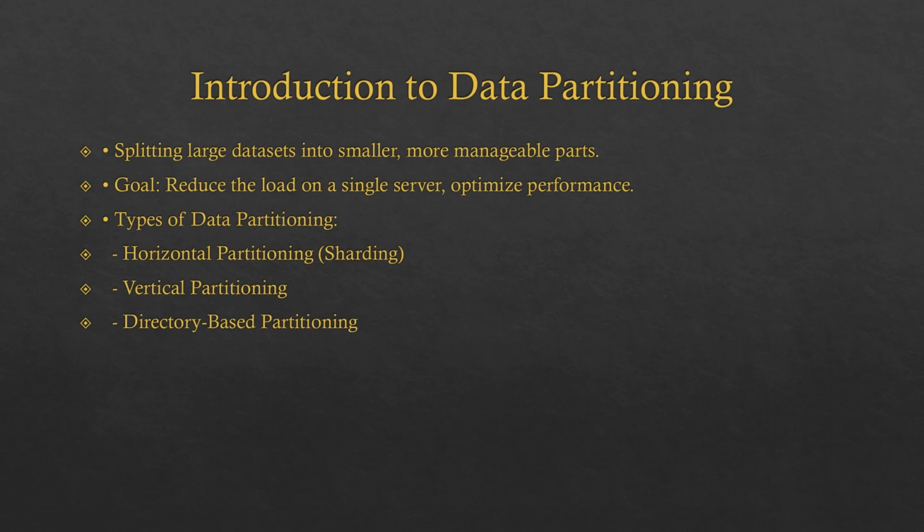Data partitioning is the process of splitting large datasets into smaller, more manageable pieces. This technique is crucial for reducing the load on a single server, improving both performance and scalability. There are three primary types of partitioning: horizontal partitioning, vertical partitioning, and directory-based partitioning. Each method serves a unique purpose based on system requirements.